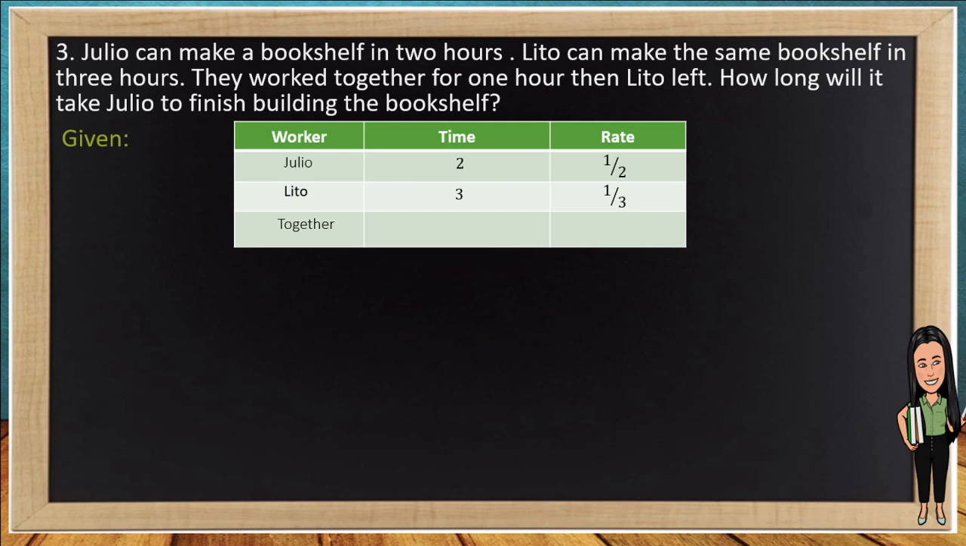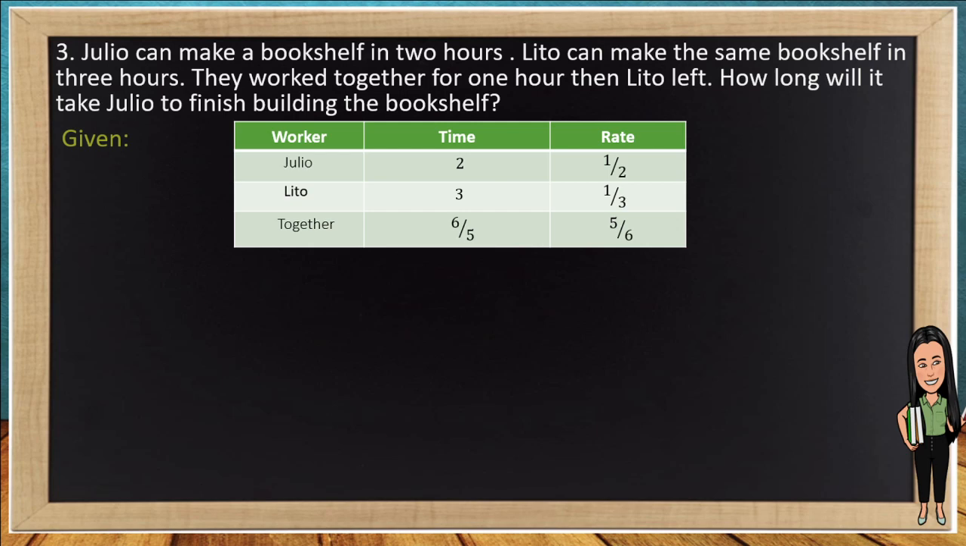Yung sum ng 1/2 and 1/3 is 5 over 6, which means that is the rate if they will work together. Which also implies that the reciprocal, which is 6 over 5, will be the time that it will take for Julio and Lito to finish the bookshelf in 2 hours. Okay. Ngayon, hindi naman yun ang tinatanong. Based on the question, they work together for 1 hour and then Lito left.